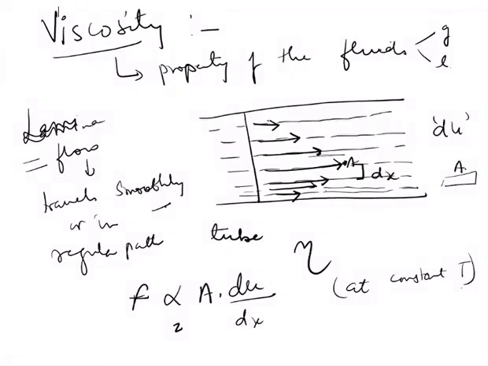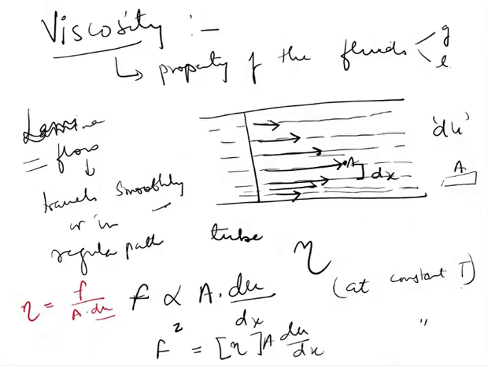So your F will be equal to, when you remove the proportionality sign, eta A du by dx at constant temperature, or you can say that your eta is equal to F over A du by dx at constant temperature. Now where eta is called the coefficient of viscosity of the fluid at a given temperature.